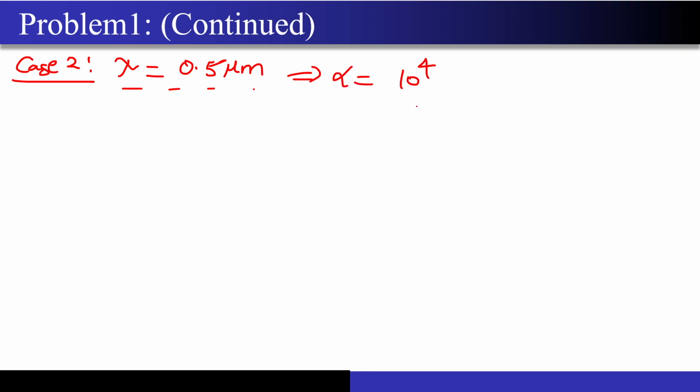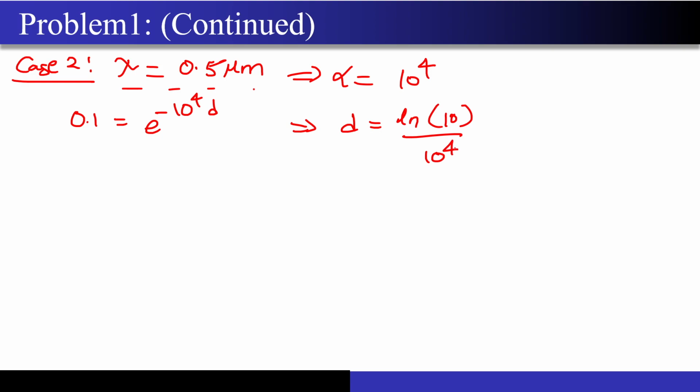So now again I will use the same equation, and let me just substitute everything. 0.1 is nothing but e to the power minus 10 to the power 4 d, right? If I take log on both sides, then my d will become what? Ln of 10 divided by 10 to the power 4. So the value of d that you will be getting will be close to around 2.3 micrometers.